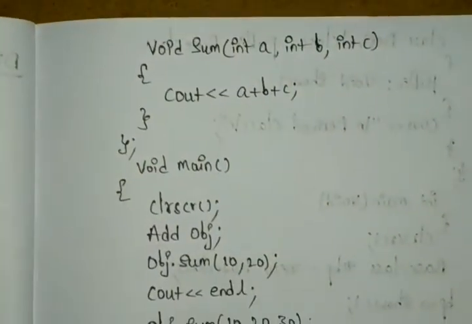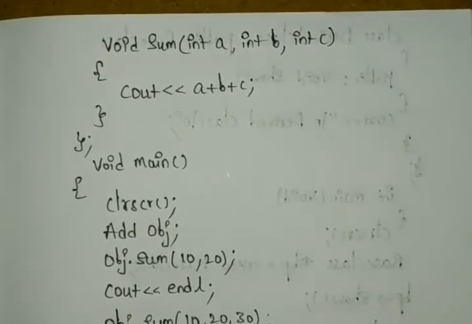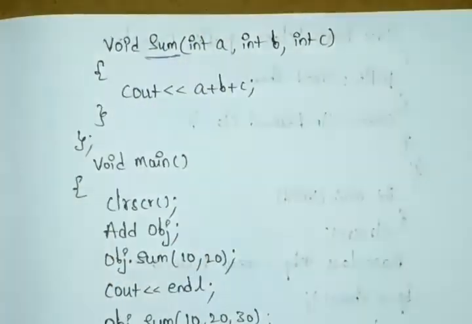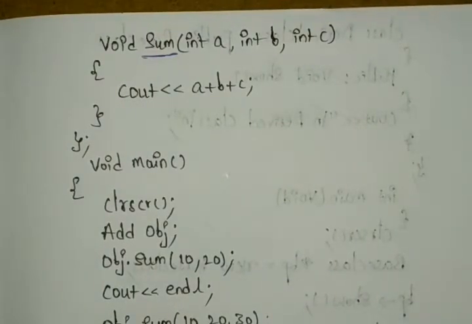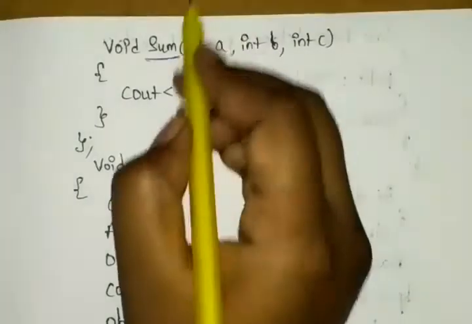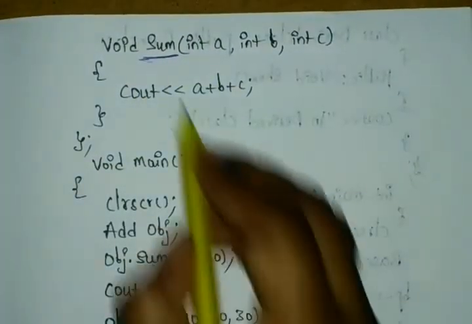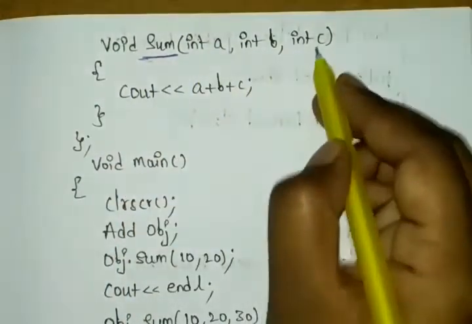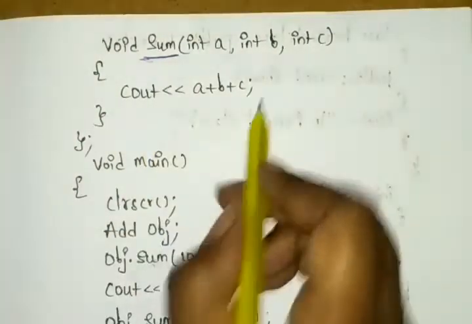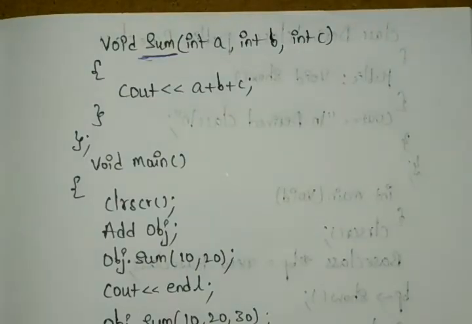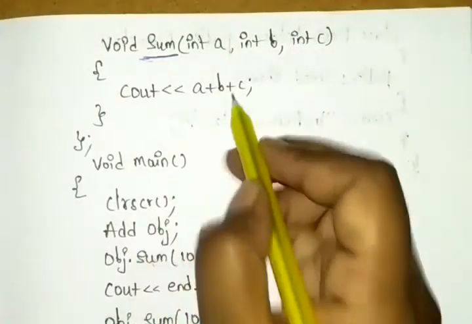Next you can see we have another function, which is also the same function name. In one program we can use the same name several times, but we need to pass different parameters. Here I am choosing void sum, also a function name. In this I am passing three variables a, b, c, and the same process as we did with int a and int b: a plus b plus c.